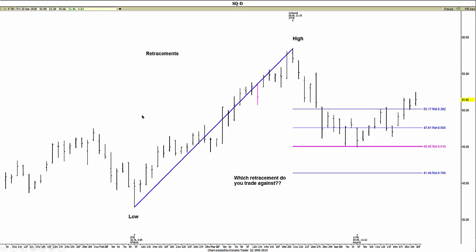Okay, just an example of a retracement. This is the stock Square, and here we measured a prior low to high swing, ran the retracements, and then you watch these retracements for possible reversals. Now you're not going to get a turn at every single retracement, but you do want to watch each one.